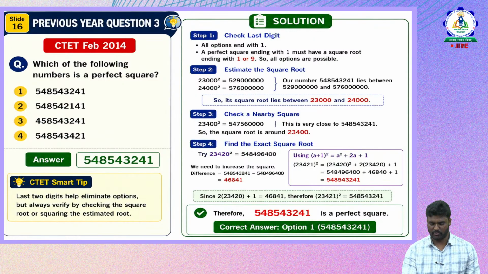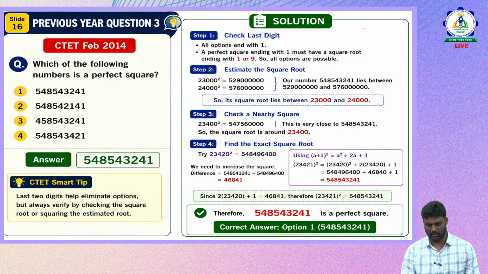So if you remember, a square ending with 1 may come from a root ending with 1 or 9. If you see the options here, all of them end with 1, so there is a possibility, all are possible. Now estimate the square root here. For 23 squared, it becomes 529.